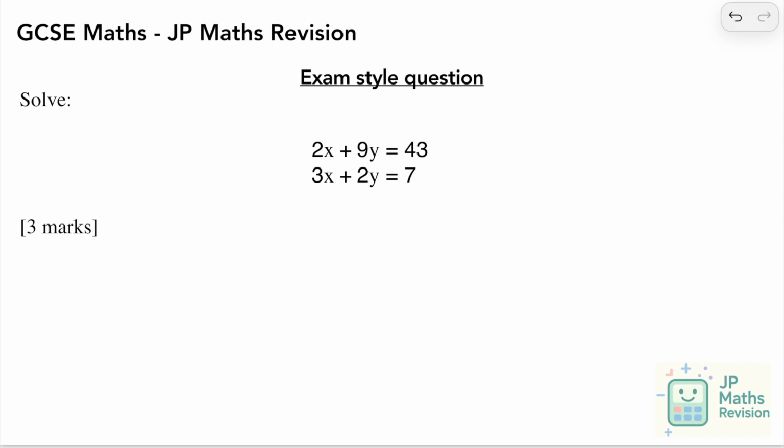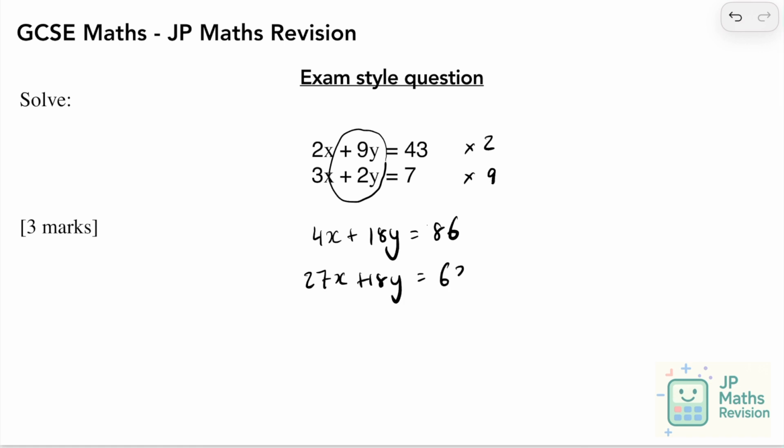Okay, so well done if you managed to have a go at that. So what we're going to do here, we're going to try and make one of the terms the same in both of them. If we focus on the y's, to make the y's the same, I need to times the top one by 2 and the bottom one by 9. So if I do that, I have 4x plus 18y equals 86, and then 27x plus 18y equals 63.